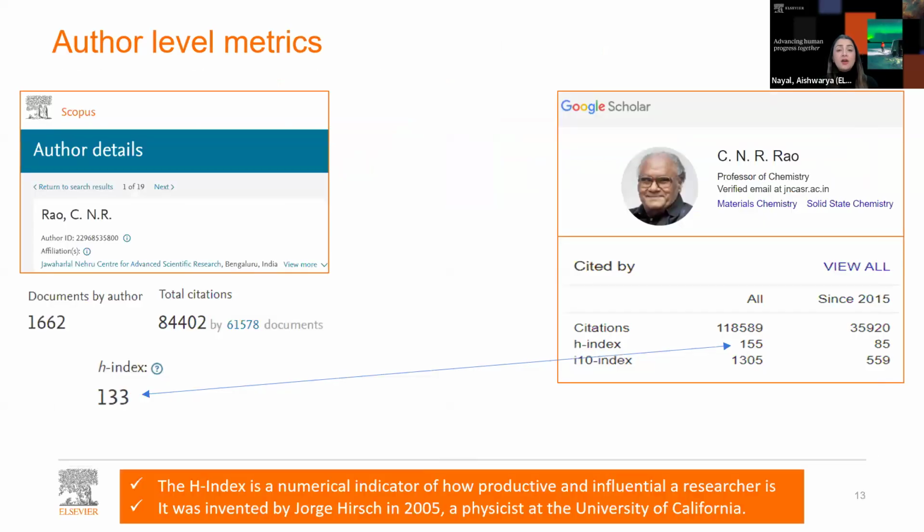Then the next metric is the author level metric, the H-index. The H-index is the numerical indicator of how productive and influential a researcher is. It was developed back in 2005.